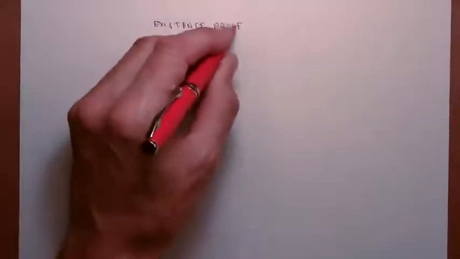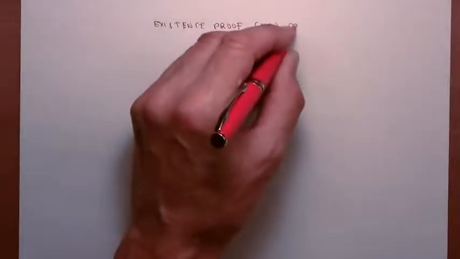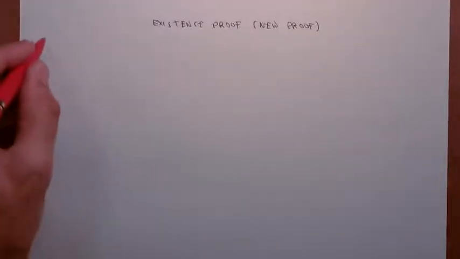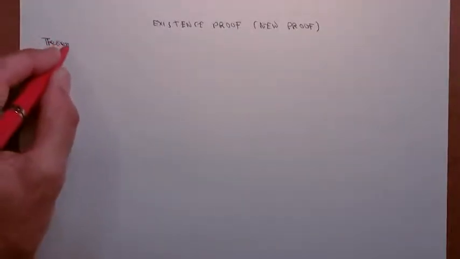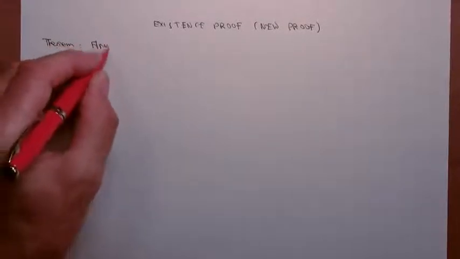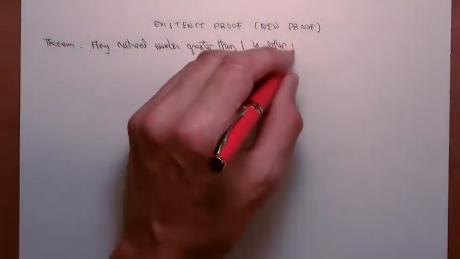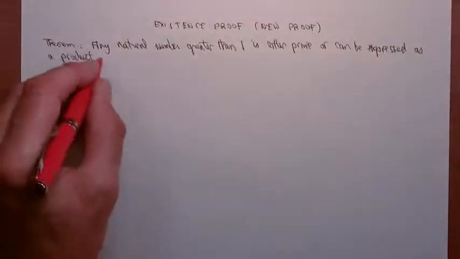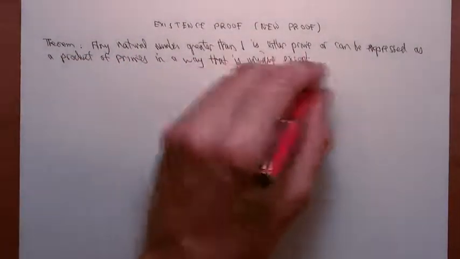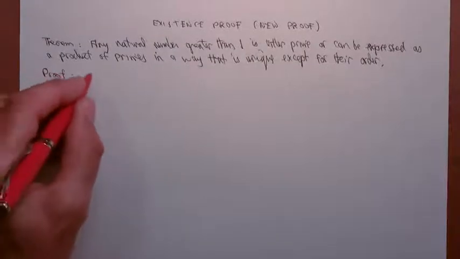Let me give you the existence proof. More precisely, let me give you a new proof of existence. Remember, this is the statement of the theorem. Any natural number greater than 1 is either prime or can be expressed as a product of primes in a way that's unique except for their order. And we're going to prove existence.